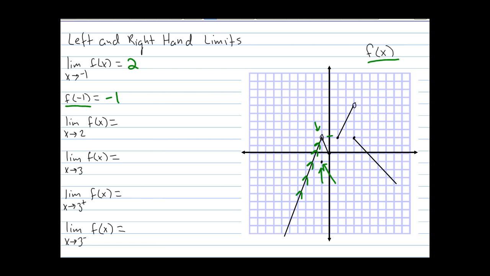The next one says the limit as x approaches 2 of the function. Now, this is from both sides. So here we are approaching 2 from the left, approaching 2 from the right, and the value is actually 2.